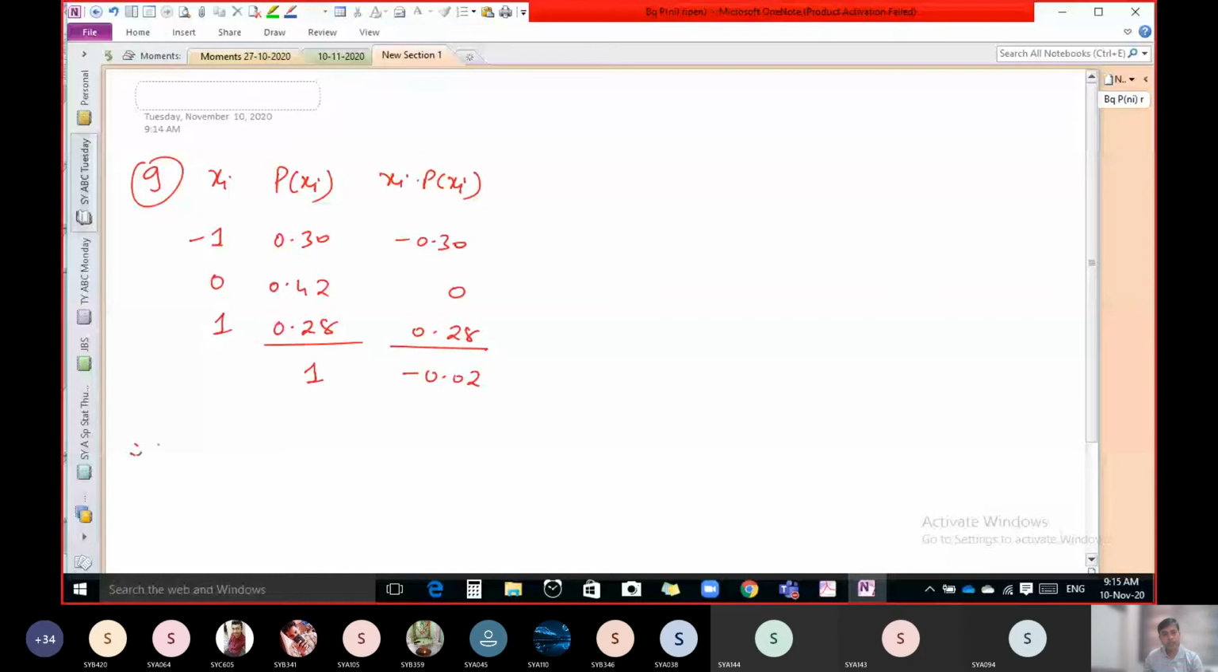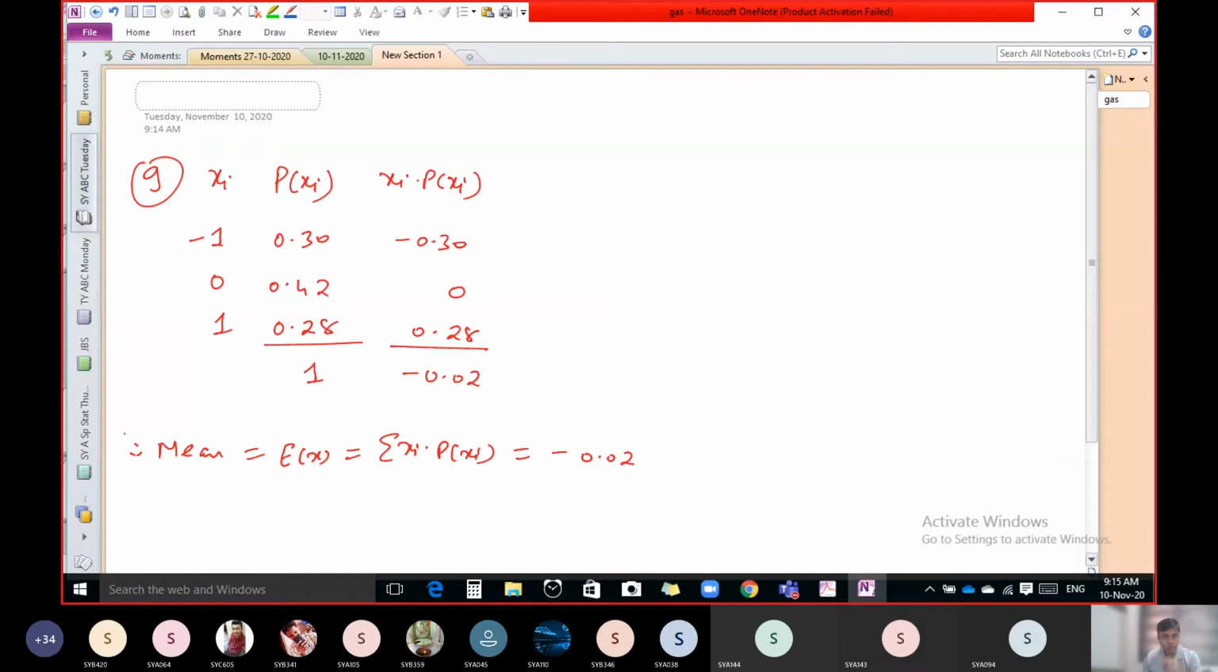So the mean, which is also known as expectation of x whenever the probability distribution is given, is sigma xi into pi, or you can write sigma fi xi upon sigma fi, but the total of that is 1. So no need to divide by 1. So we get mean minus 0.02.